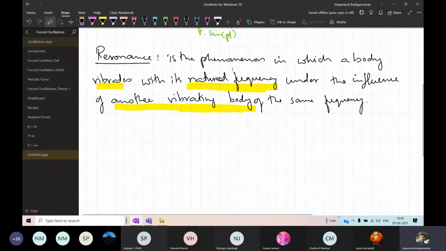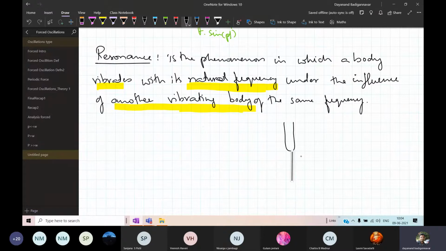I have a tuning fork. This is a tuning fork. You have already seen the tuning fork in your PUC level. It's not as good a one, let it be, but it's a tuning fork. Now this tuning fork has a natural frequency. What is the natural frequency? It is oscillating with its own frequency. That is called natural frequency. The natural frequency of the tuning fork is 512 Hertz.